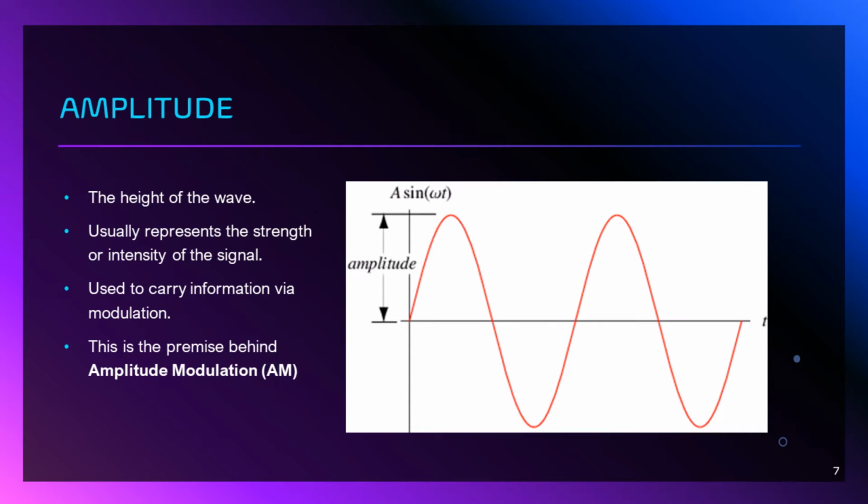So, amplitude's next. Amplitude is the height of the wave, and it usually represents the strength or intensity of the signal. It's used to carry information via modulation, and it's used as AM. It should be fast. We're going to get back to the official audio now of the live recording.